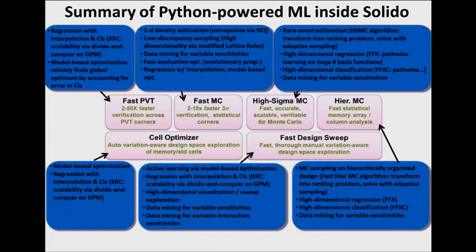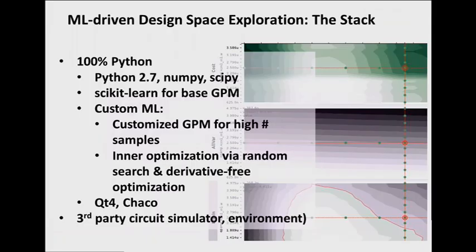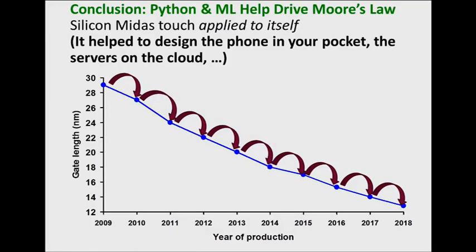As far as our customers are concerned, our users, they've got this really beautiful interface that just works. They don't have to think about the machine learning or the code. They're just using a tool, something like this, okay? So in conclusion, you've seen a talk now on how Python and machine learning are literally helping to drive Moore's law. It's the Silicon Midas touch applied to itself. And if you've got a cell phone in your pocket, that Python, that machine learning, almost certainly had a hand in designing that phone. And the servers in the cloud, all of these chips. And that's all. Thank you very much.